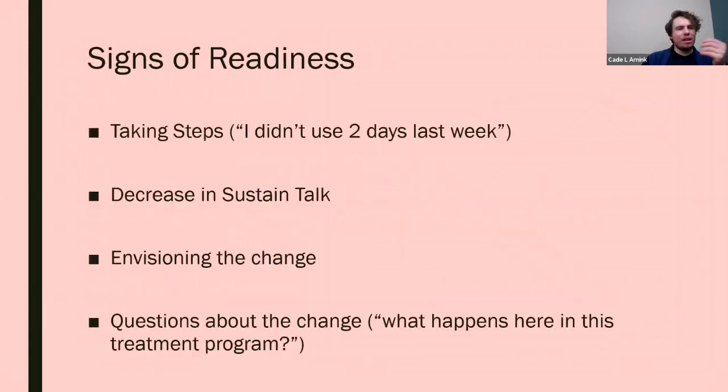So that might sound like taking steps. I didn't use two days last week. Hearing a decrease in sustained talk. Patients start talking about envisioning the change, what that might look like for them in their life, and asking questions about the change. What happens in the treatment program? What do I need to do?